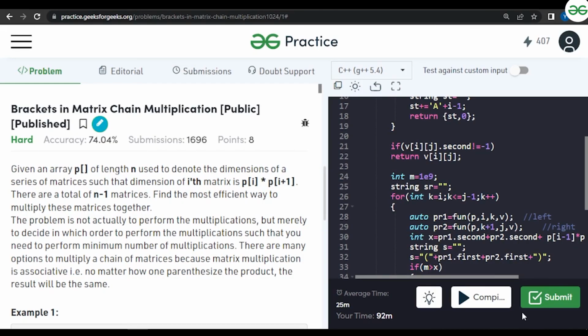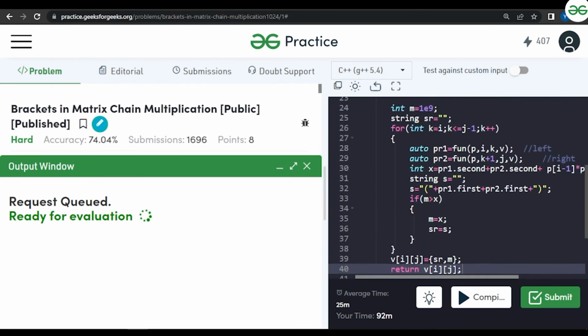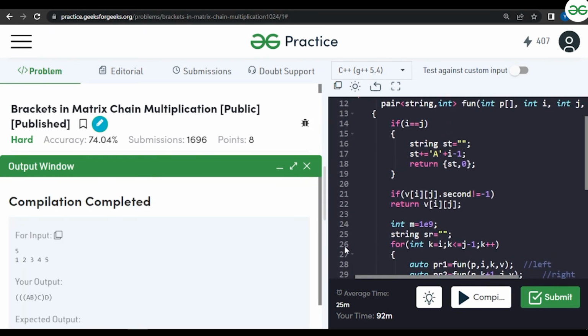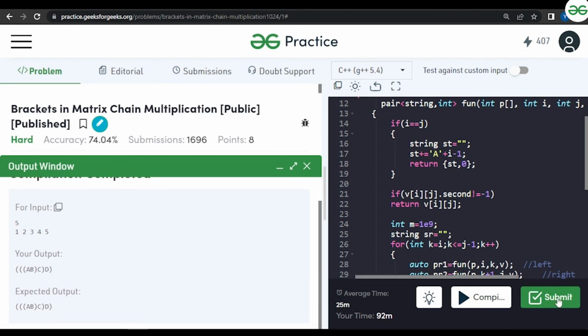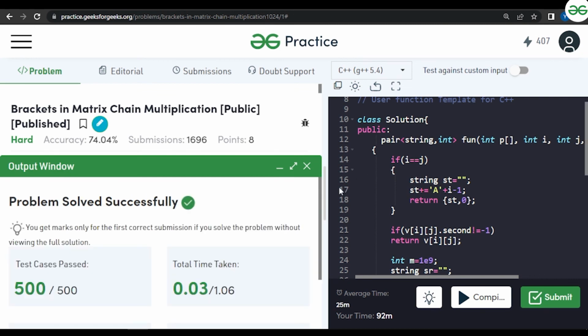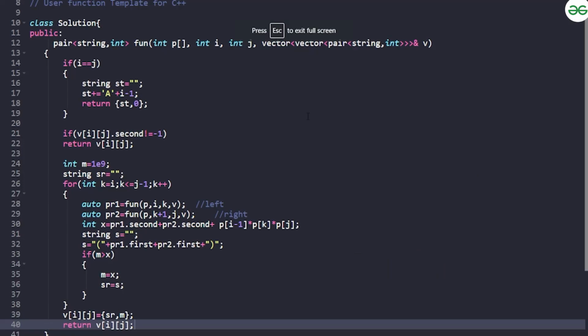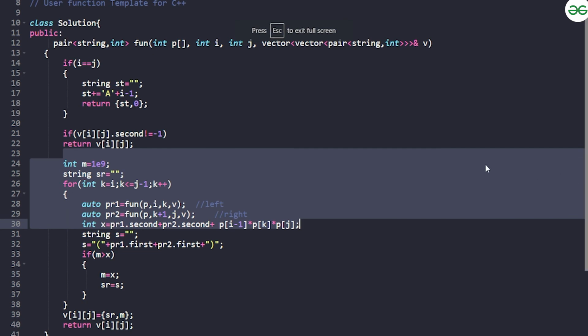So let us try and compile this code. The code is very similar to matrix chain multiplication, it is just that in this part we have to use the string to return the brackets. We can make this possible by using pairs instead of just using the integer part. So that is how we are doing this particular approach.